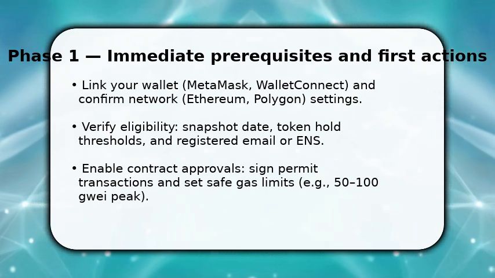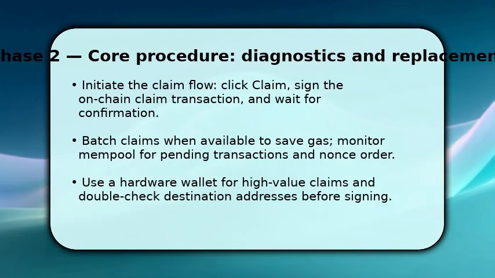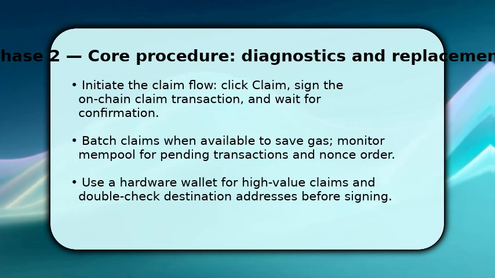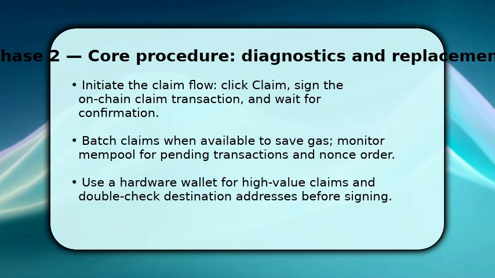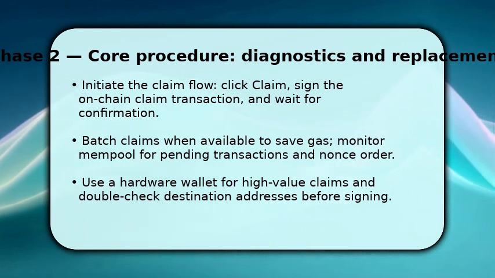Start by clicking claim and follow prompts to sign the on-chain transaction. Once done, watch the transaction until confirmed. If gas is high, batch multiple claims to save fees and manage nonce ordering to avoid collisions.